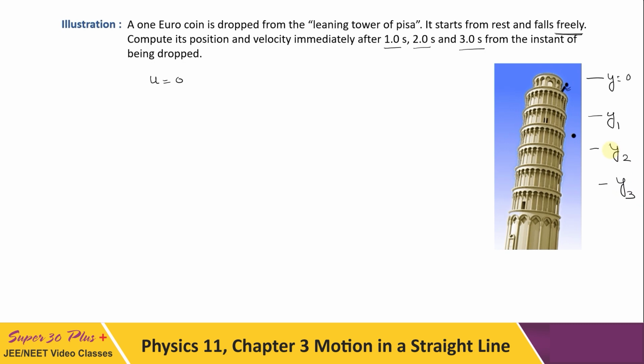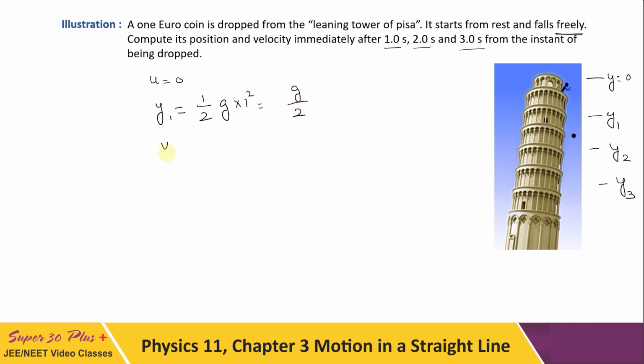Here I am taking the downward direction as positive because this is convenient. All the kinematical terms here are in the downward direction. g also is downward, displacement also is downward. So let us write position y1, which will be equal to ut plus half at square. It will be half g t1 square because the initial velocity is 0, which is half g into 1 square. This will become g by 2.